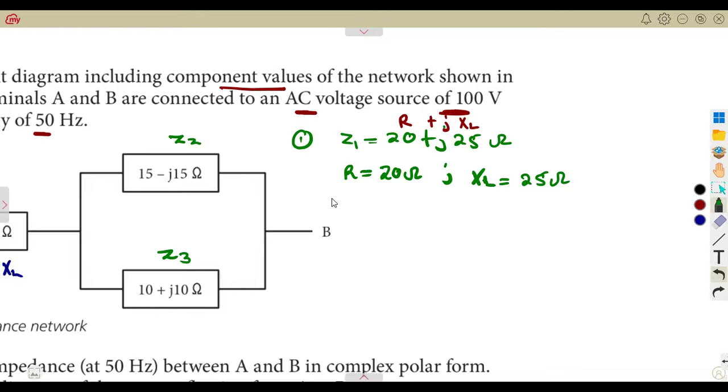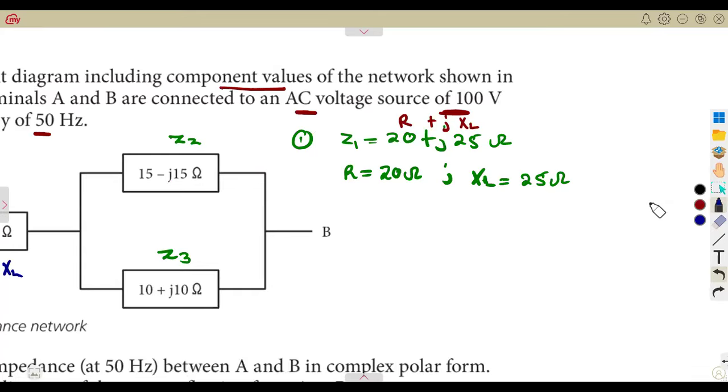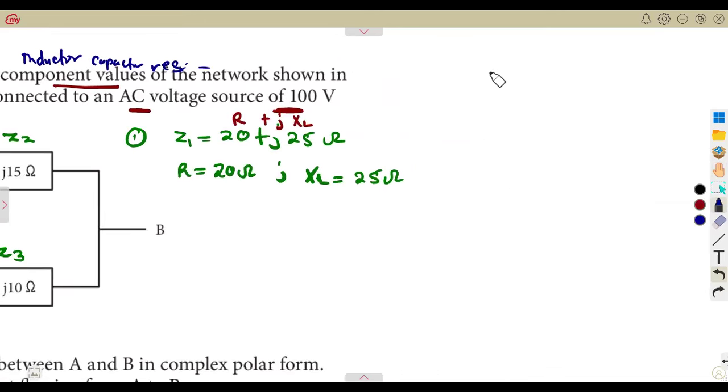We have the reactance, but we need the component now. Which component is it? The inductor. If you've forgotten this, go back to your XL equals 2 pi FL. You can make L the subject because you need the value of the inductance. From our XL equals 2 pi FL, we can calculate our L, just divide by 2 pi F.